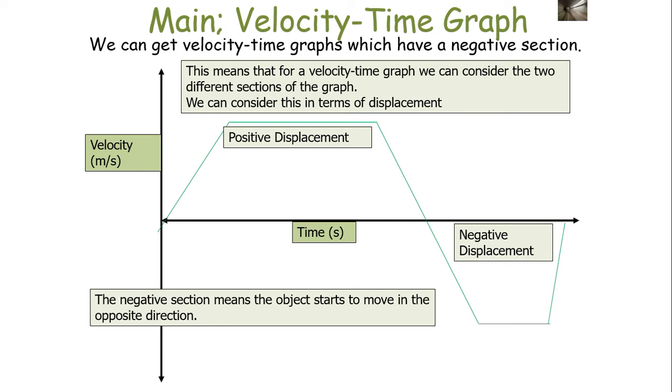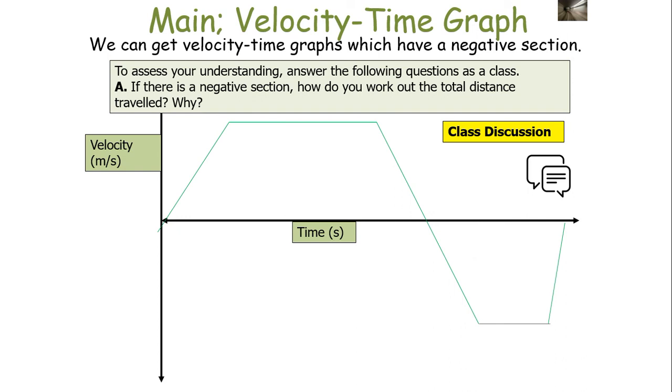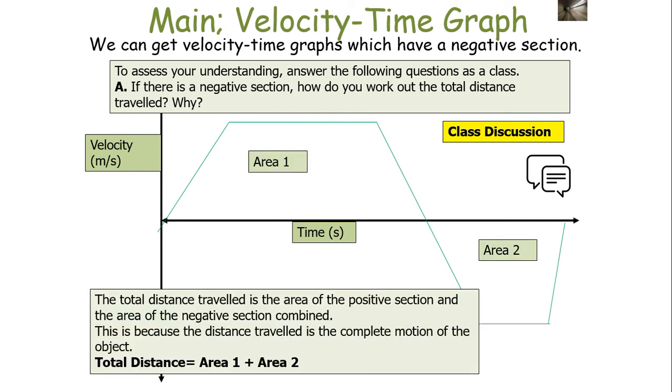Remember, distance travelled is the scalar quantity. It has no direction. It is just a value, whilst the displacement is the vector quantity. It does have a direction. So negative and positive displacements are in opposite directions to each other. So if there's a negative section, how do you work out the total distance travelled? Well, you work out the total distance travelled by just adding up the areas of both positive and negative sections, and that gets you your distance travelled.